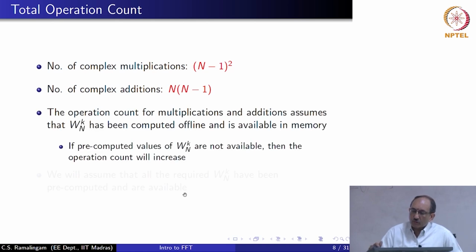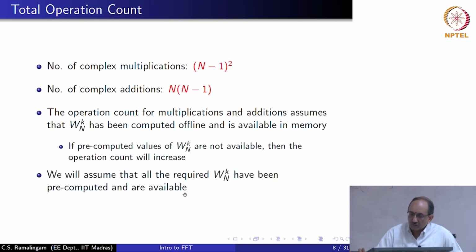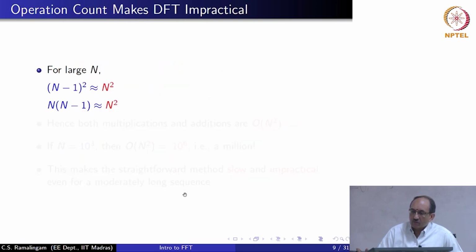So, what this assumes is that these W to the power k suffix N have been pre-computed and are already available for you to use for multiplication. If they are not pre-computed, then more overhead is involved. So, what is normally assumed, and which is what happens in practice, is that these have already been pre-computed and are indeed available. And for large N, N minus 1 whole squared is roughly N squared, and N times N minus 1 can be approximated as N squared, and hence both multiplications and additions are of the order of N squared.